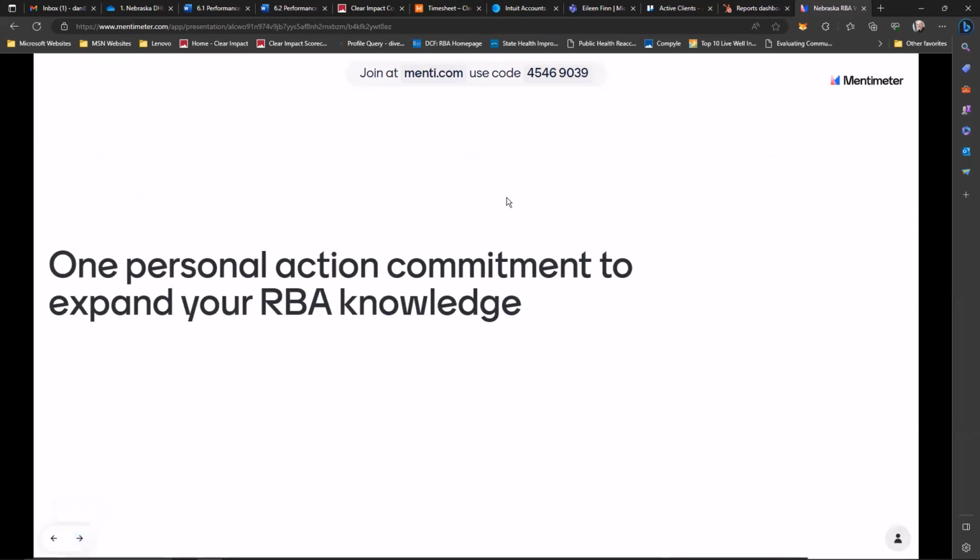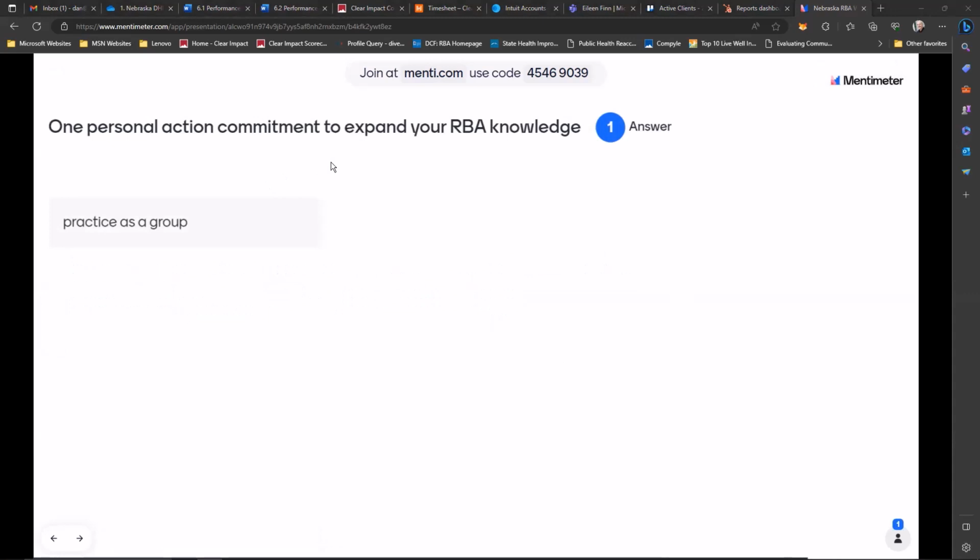What's one personal action commitment to expand your RBA knowledge? How could you help increase your RBA knowledge? What's one thing that each of you would commit to do to expand your knowledge of RBA? Yeah, practice as a group, absolutely. You can use those documents in the OneDrive folder. Work on examples in real life work, and we'll start doing that next week.